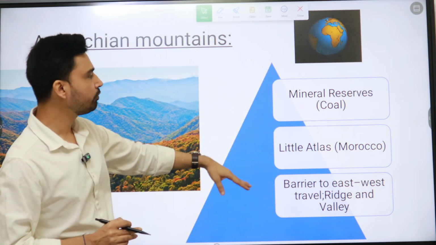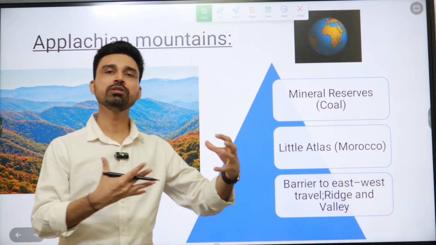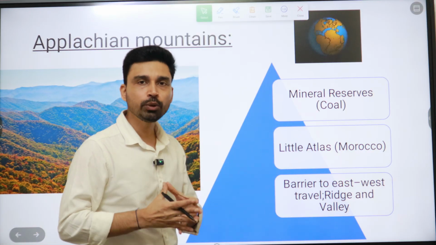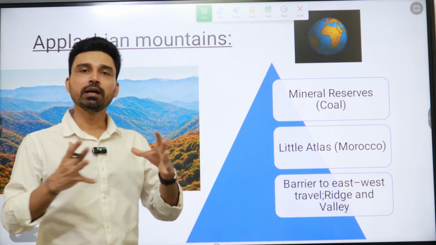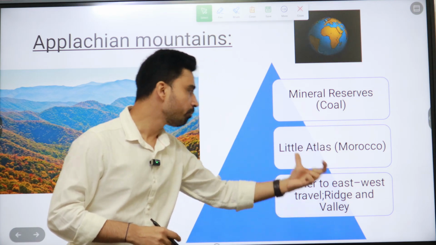Here also you will find the Little Atlas. It has a similar kind of topography as the Little Atlas in Morocco. Basically, it is believed that both these mountains at some point in time were joined together, and due to the breakup of Pangaea, they split apart. So the extension of the Appalachian you can see in the Little Atlas of Morocco.